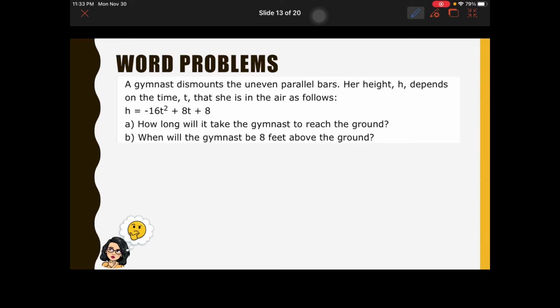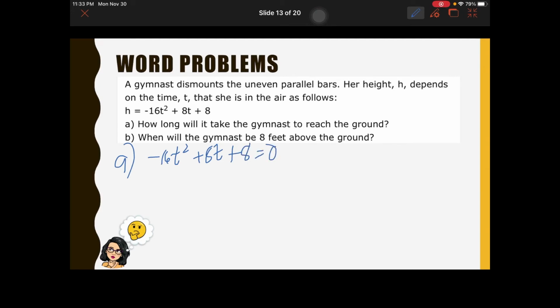So, kapag sinabi po natin how long will it take for the gymnast to reach the ground, ano po ba ang height ng ground? Diba 0? So, we will just let this expression be equal to 0 para po ma-solve natin si t. Okay? So, let's do that right now. Negative 16t squared plus 8t plus 8 is equal to 0.